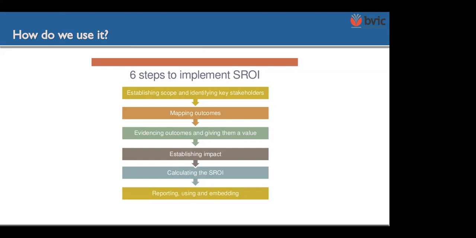Why do they have to be prioritized? Because this is an intensive exercise. We don't want to waste our time and efforts on something which is not of great value. So we'll focus only on important indicators, important outcomes, important outputs, important stakeholders. So it is very important to identify what is important in the first place, and you establish the scope. Then we start mapping the outcomes.